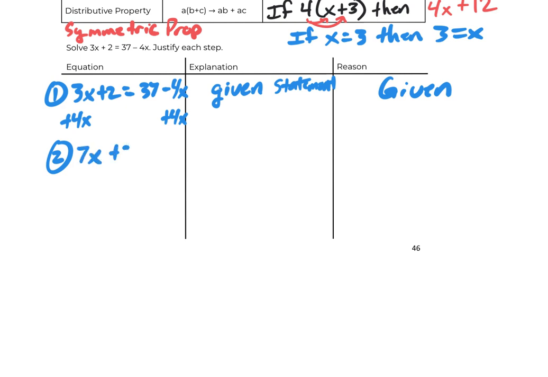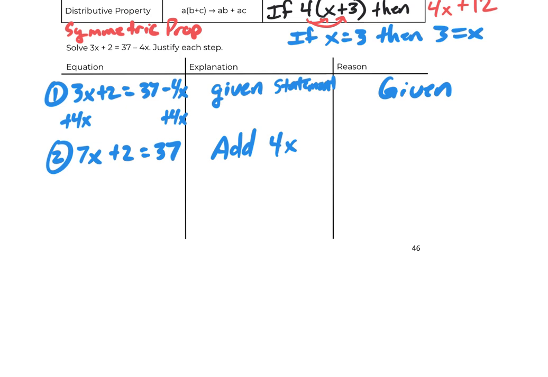7x plus 2 equals 37. So they're not going to show this. They're just going to say, what did I do to get from here to here? But if we write it down, we can see what we're doing, right? So what would we say? What would be our explanation? What did we do to both sides? We added 4x, okay? And that's all you're asking for here, is what did we do to get from step 1 to step 2? And in this case, we added 4x. So if you see what's going on there, then that's a really easy explanation, right?